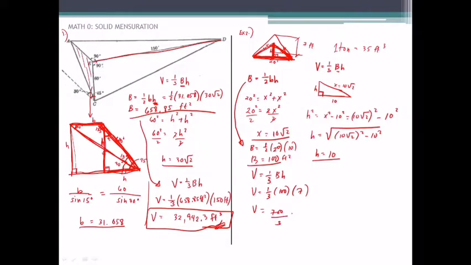This is cubic feet, but we must express our answer in tons. So 35 cubic feet in 1 ton. So volume now is 20 over 3, or that is 6 2/3 tons. This is now your final answer.